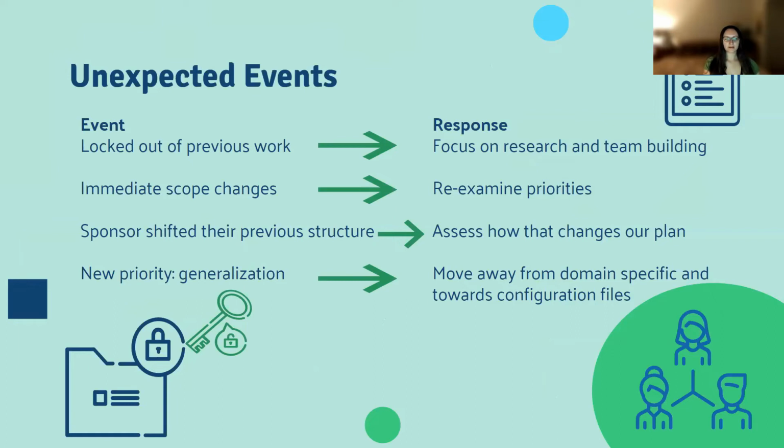The second unexpected event that we encountered were immediate scope changes by the sponsor. Because we thought we would be building a much larger app and we're instead building quite a smaller one, we had to re-examine our priorities. Later on in the project, the sponsor informed us that they would be shifting their organizational structure. So we had to assess how that would change our app and what sort of changes we would have to make for the future.